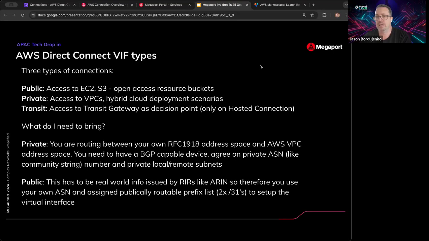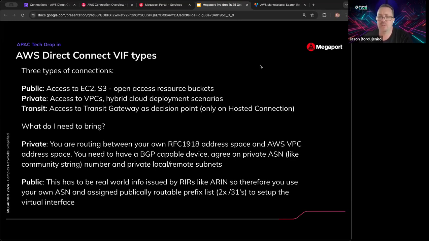Now, a couple of just quick components of what you need. For a private connection, it's actually your own, I'll call it RFC 1918 space, 192.168, or 10, or 172. And that is probably already existing in the AWS VPC. So you just need a range that doesn't clash, and those two will be able to talk together. You do need to have a device that's capable of speaking BGP, but in that slide where we showed the access methods, MCR and MBE can be a component that will actually speak BGP for you.